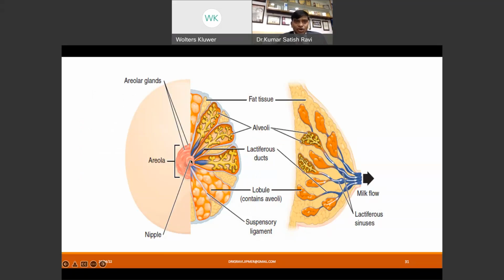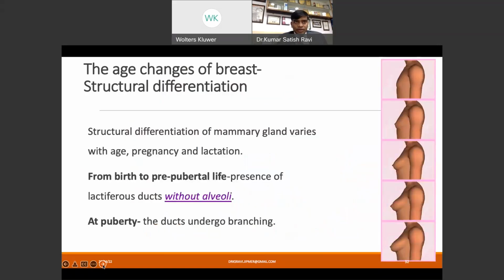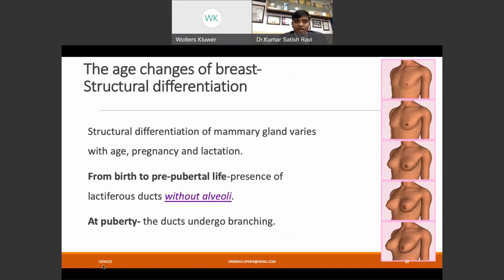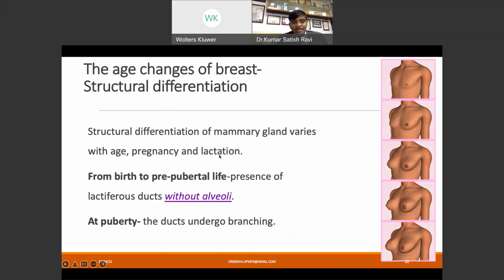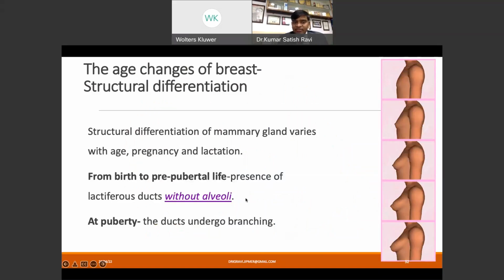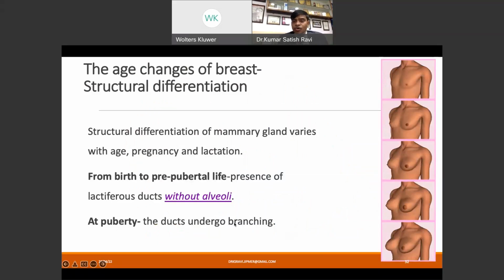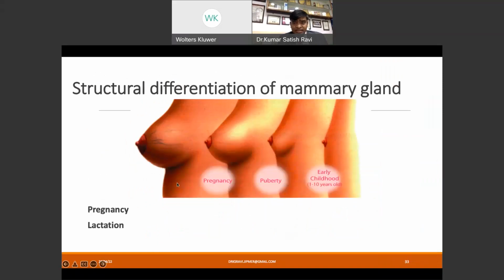Now, when we see over here, the different age changes of the breast, you can see the structural differentiation which varies with age and also during pregnancy and lactation. From birth to the pre-pubertal period, the lactiferous ducts will be there without alveoli. At puberty, the ducts undergo further branching over here. You can see this, the structural differentiation of the mammary gland.